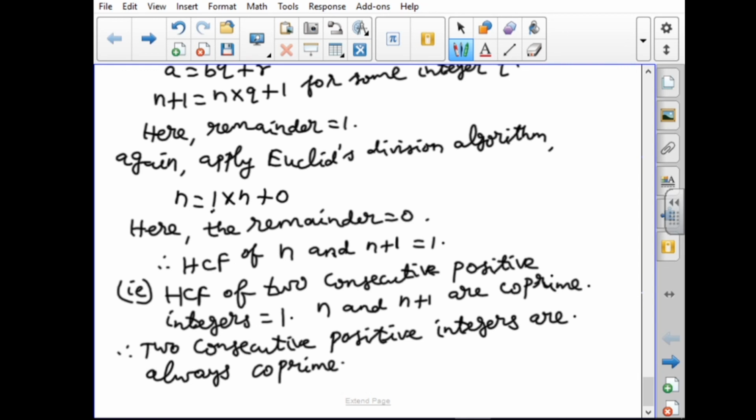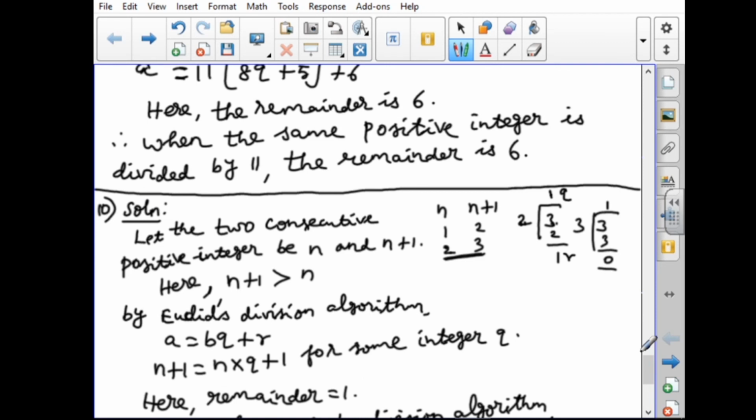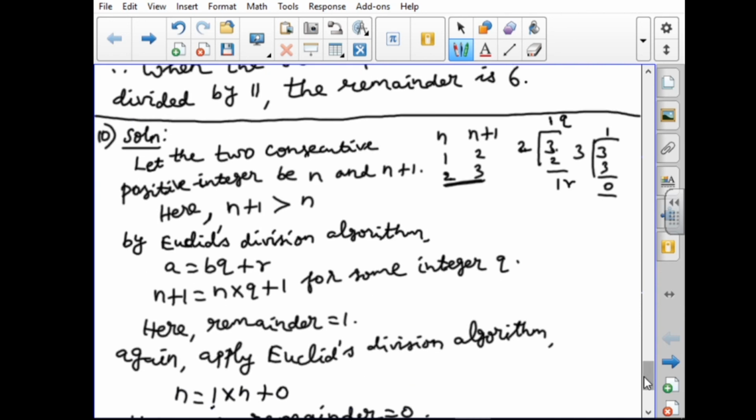Once again, you have to see that 10th one. They asked to prove that the HCF of two consecutive positive integers is co-prime. Co-prime means the HCF of two numbers is 1. Now I have to take these two consecutive numbers, n and n + 1. You can use any method, we only have to prove the result. I take the two positive integers n and n + 1.